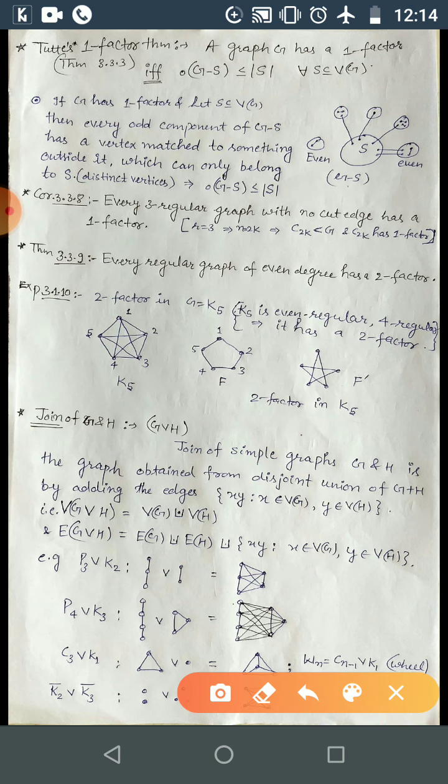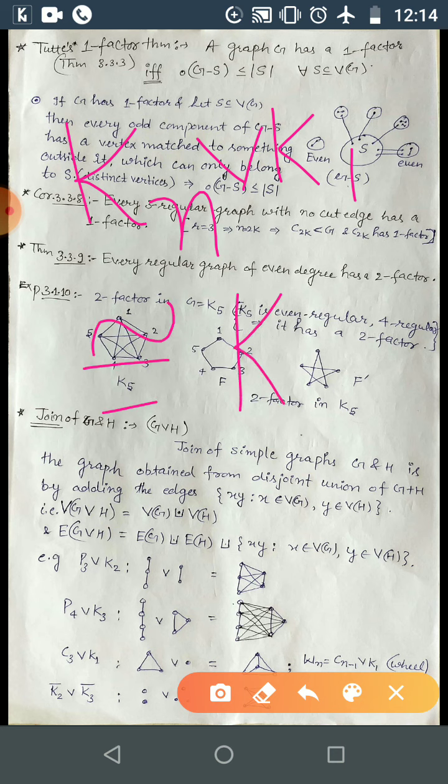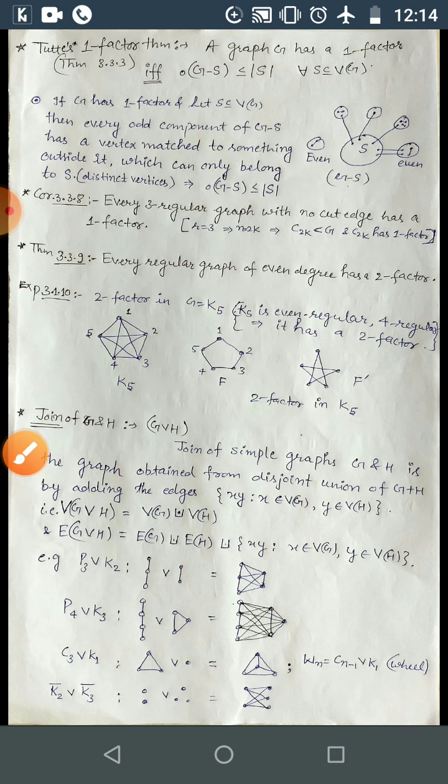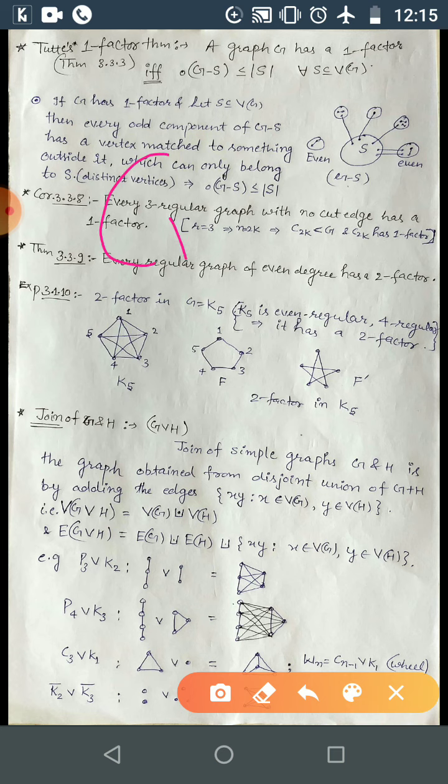So in general, you have Kn join with K1 or K1 join with Kn, then you will get a graph isomorphic to Kn plus 1, okay? Okay, and likewise, what about Cn join with K1, Cn join with a vertex.